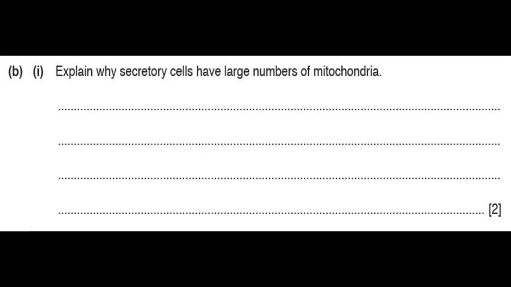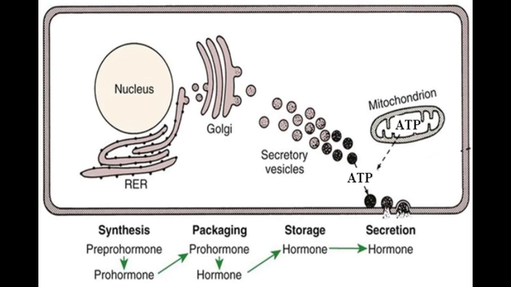Explain why secretory cells have large numbers of mitochondria. Mitochondria release ATP molecules. Secretory cells need a lot of ATP required for 1. Protein synthesis starting from mRNA transcription. 2. Translation of mRNA in polypeptide chain by ribosomes. 3. Besides movement of vesicles containing proteins on microtubules of cytoskeleton. 4. Finally, exocytosis of products.